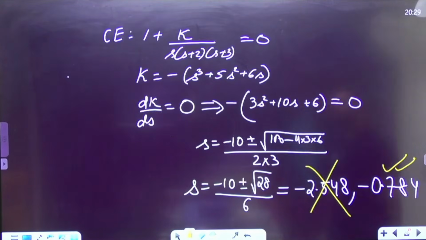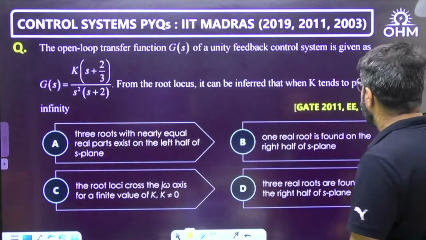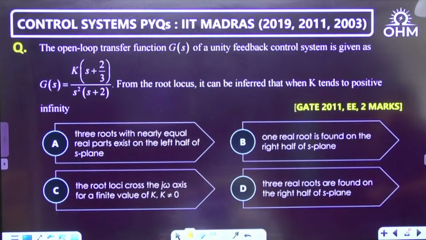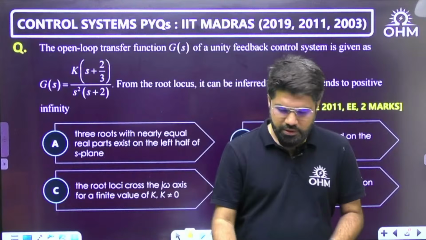Next question. Yeah, root locus only, GATE 2011 EE 2 marks question. Okay, please read this and try to answer.